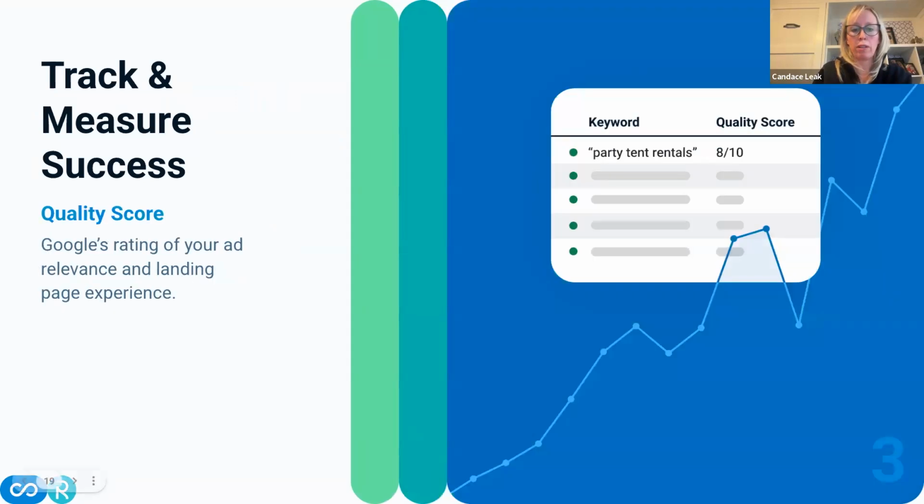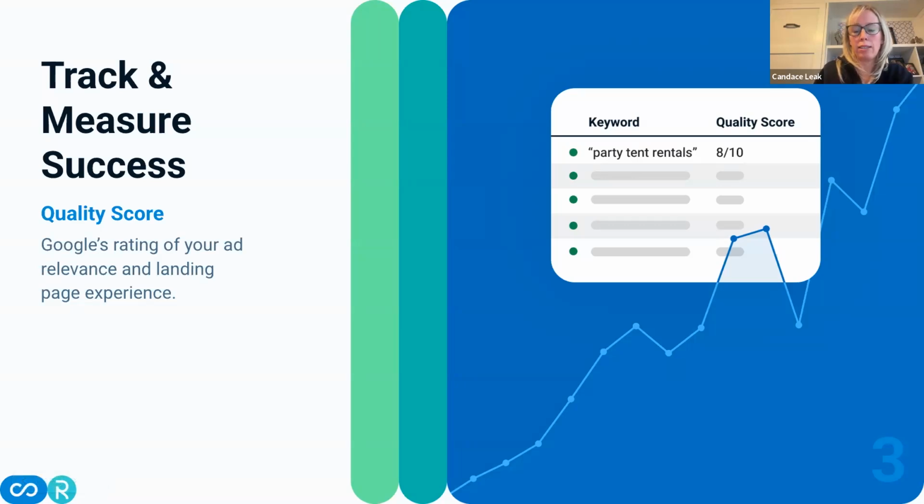The last one is your quality score. This is Google's rating of your ad relevance and landing page experience. So the AdWords quality score is a keyword level score based on a 1 to 10 scale. So for example, over here, you can see we got 8 out of 10 for party tent rentals. Every keyword in your Google Ads account is assigned a quality score.